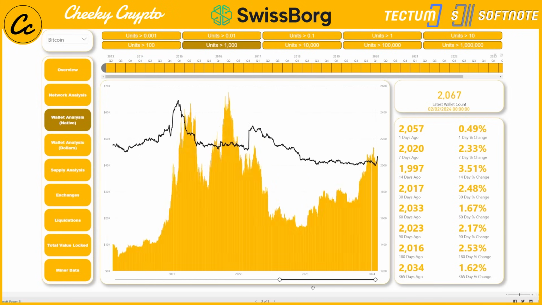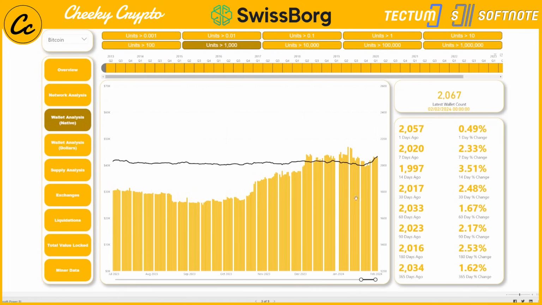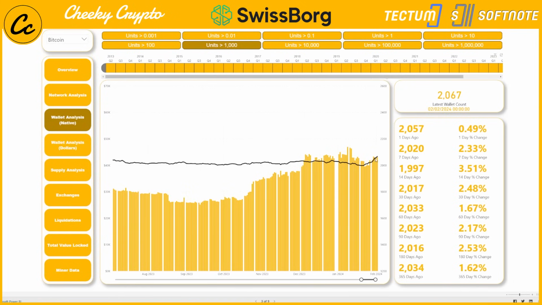So let's go ahead and just zoom in here. You can see that they were buying as we started to have this move to the downside. They started to accumulate. And as soon as these guys are accumulating, you can see the price started to recover up a little bit.